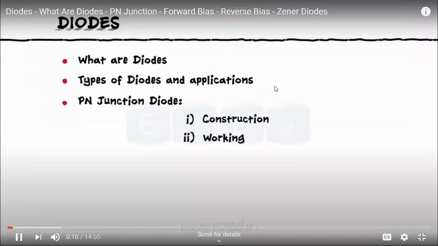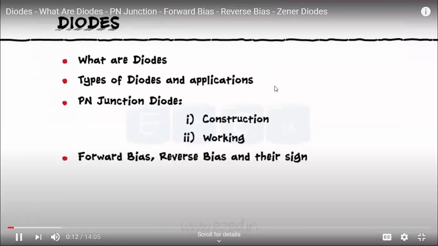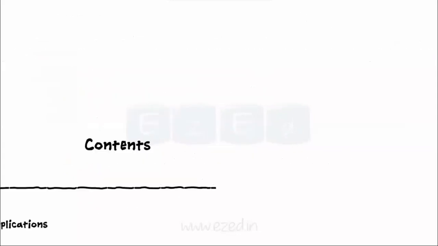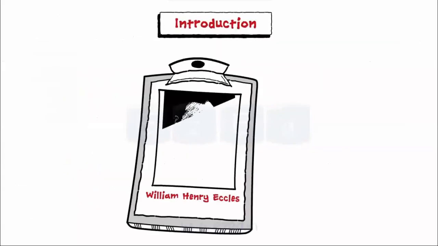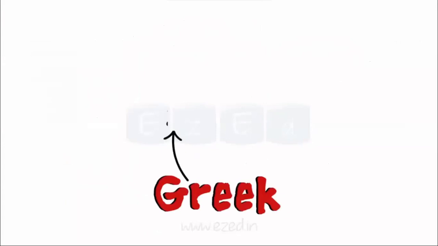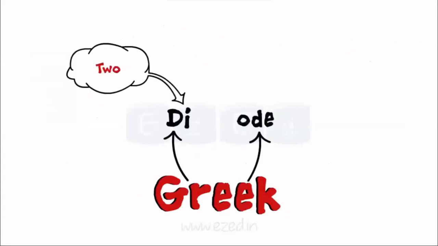Working of the PN junction diode, forward bias and reverse bias, characteristics of diodes, Zener diode. William Henry Eccles was the first who coined the term diode in 1919. It was derived from the Greek roots di, meaning two, and ode, meaning electrodes.